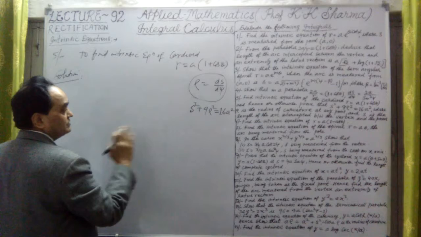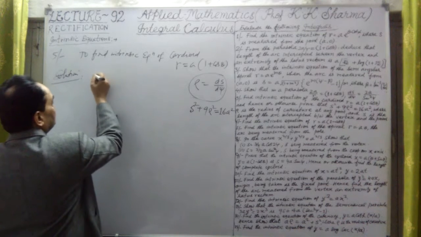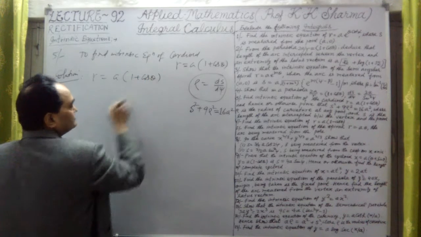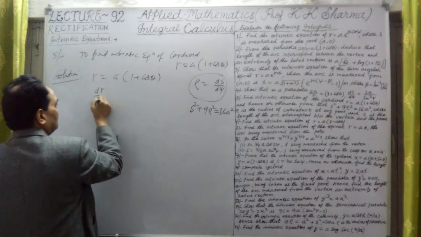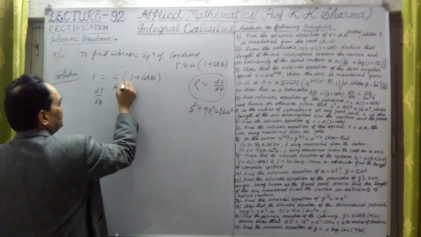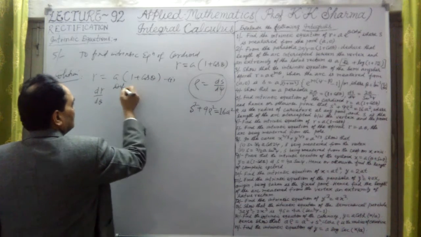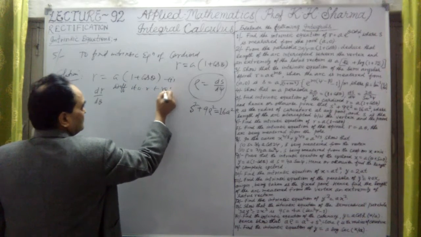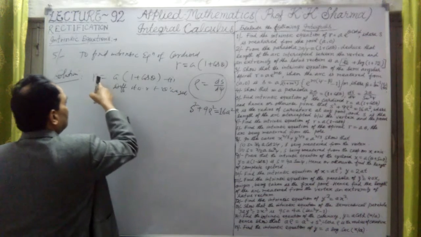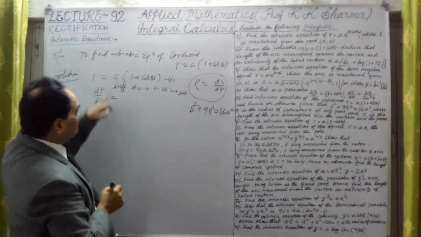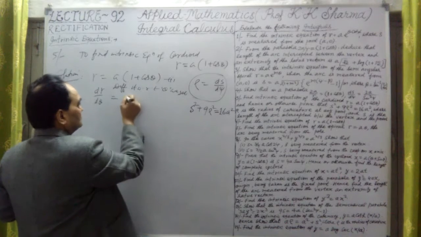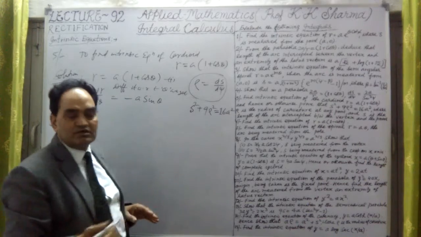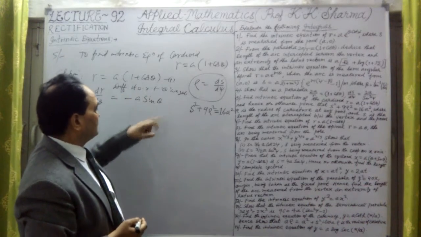Now the relation between theta and psi we have to find out. So let me take here r is a into 1 plus cos theta. This is the first equation. Differentiating it with respect to theta, we get dr upon d theta is equal to minus a sin theta, since the differentiation of cos theta is minus sin theta.